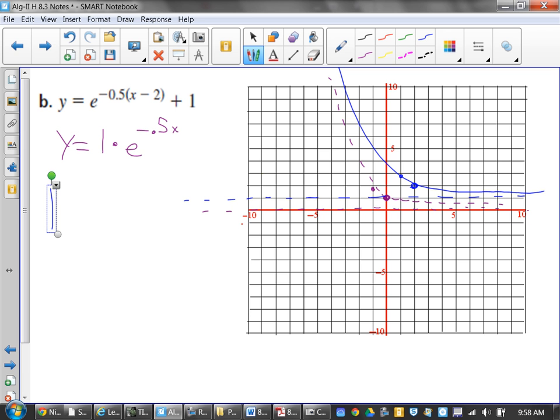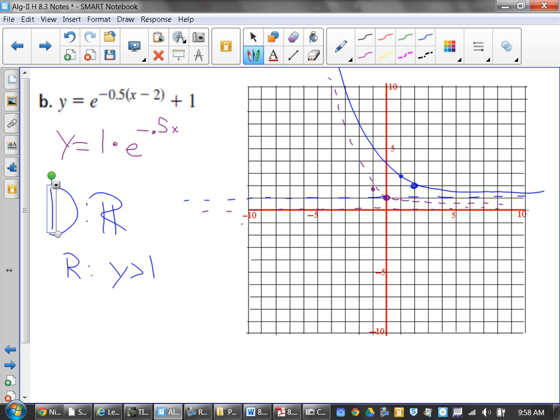My domain is what? The domain is all real. What's my range? All real more than one. Perfect. Very, very straightforward. You see how it mirrors the idea of the exponential growth and decay models that we graphed before? And those weren't tough.